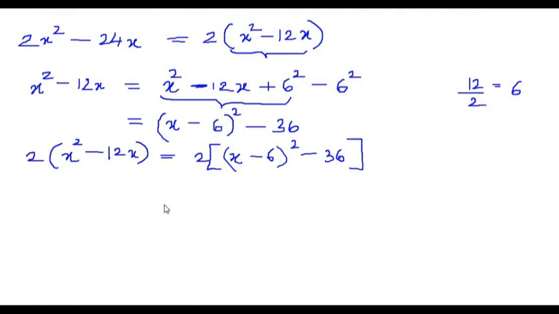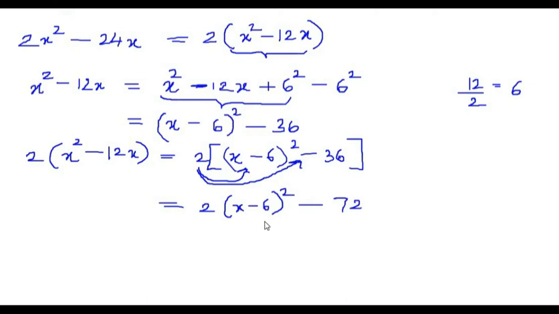So let us expand and distribute the brackets. 2 multiplies with x minus 6 the whole squared, so it becomes 2 times x minus 6 the whole squared. And 2 also multiplies with negative 36, giving us negative 72.